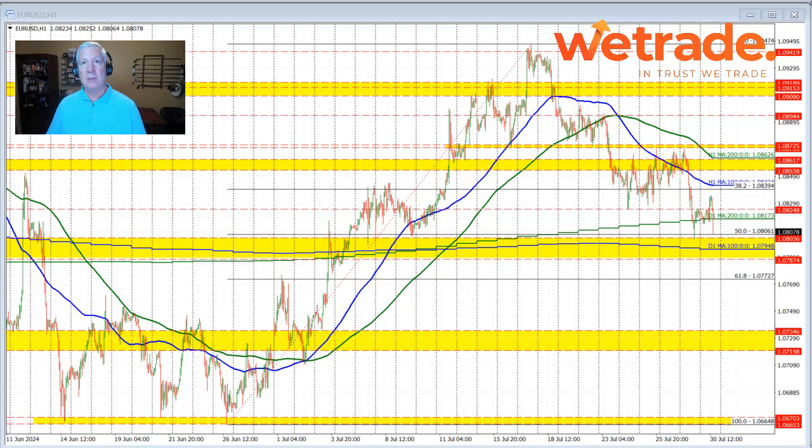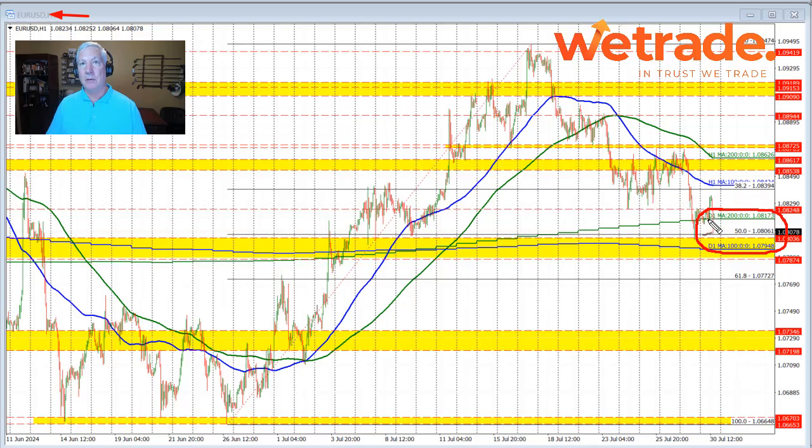We'll start with the euro versus US dollar. I'm looking at the hourly chart here, and what I pointed out in trading yesterday was this cluster of moving averages and retracement levels between 1.07948 and 1.0817. Inclusive is the 200-day moving average, which we just fell back below after trying to stay above it for most of the trading day.